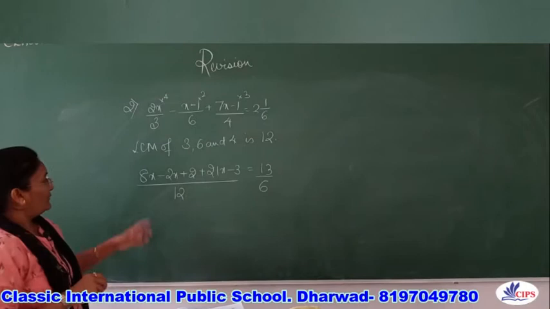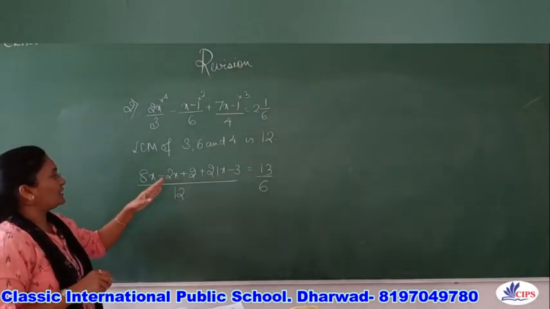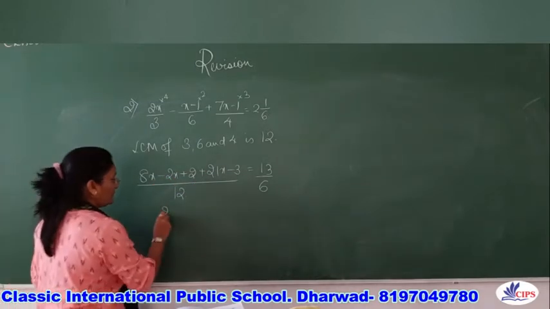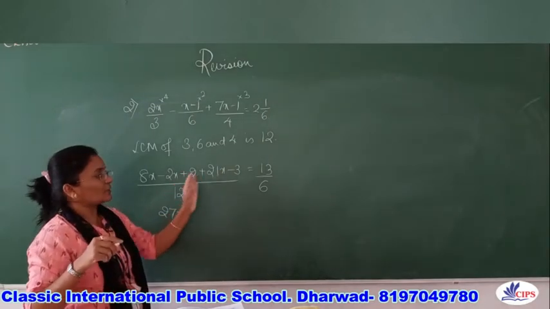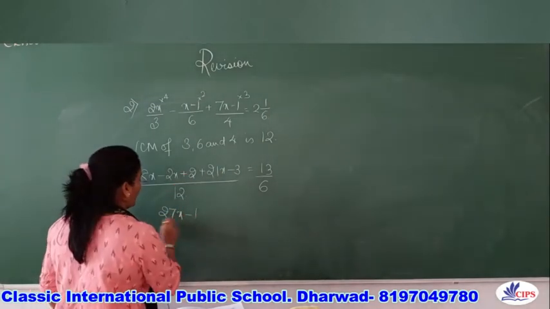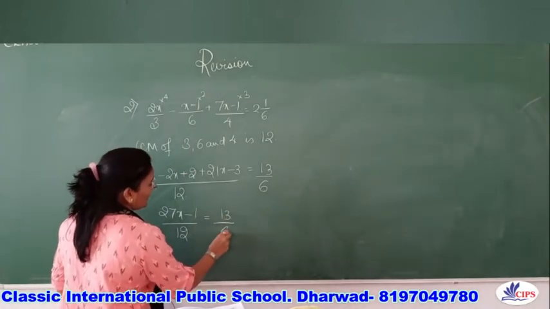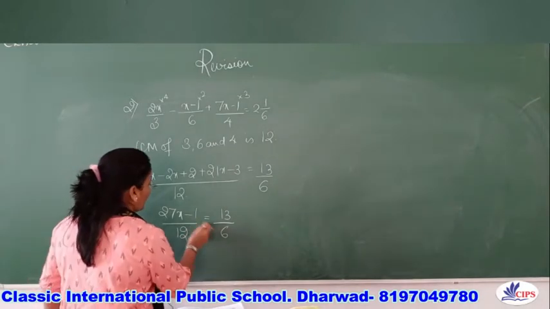Now we will solve the like terms. See here, 8x minus 2x is 6x, 6 plus 21 will be 27x. Now here it is 2 minus 3. What is 2 minus 3? It is minus 1, divided by 12, is equal to 13 by 6. So now we know how to solve this. So let us cross multiply it.